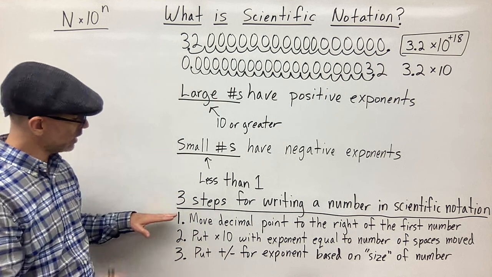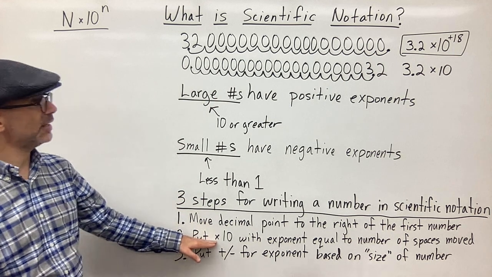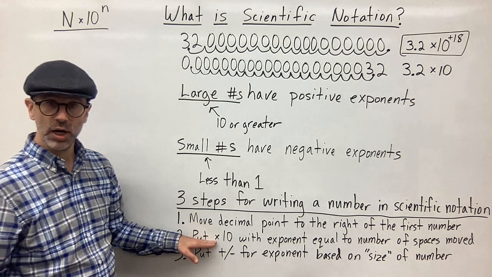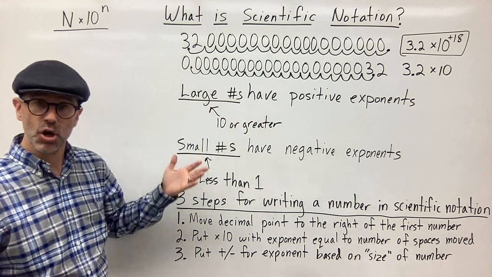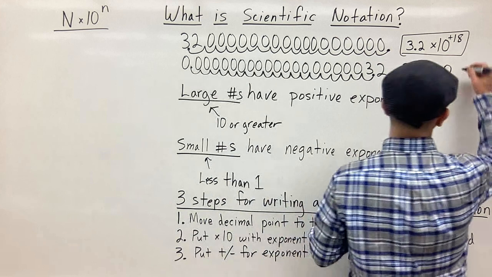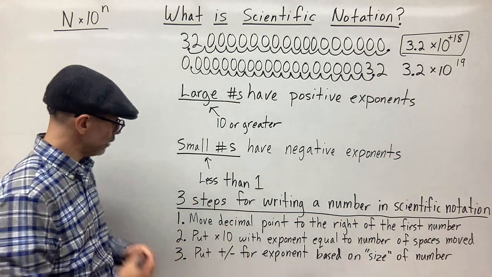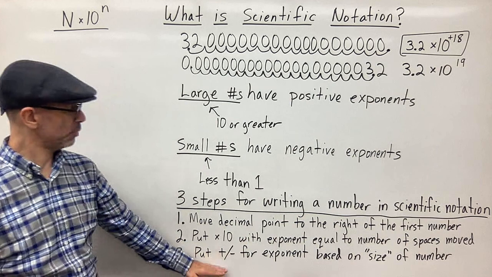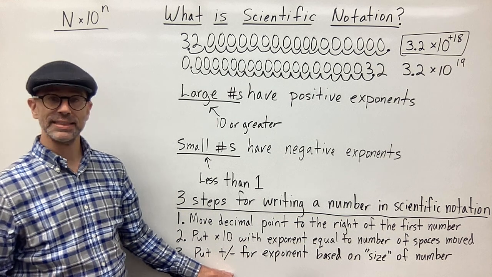So I've done step number 1. Step number 2, I put my times 10, and now I have to figure out what the exponent is. Well, I moved it 19 times, so the number is 19. Okay, that's step 2. And finally, step 3, put a plus or minus for the exponent based on its size.